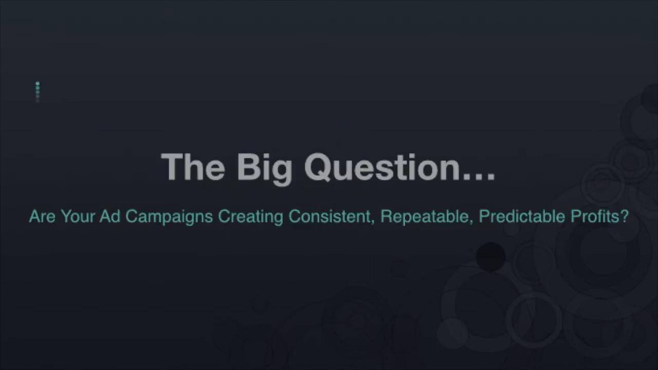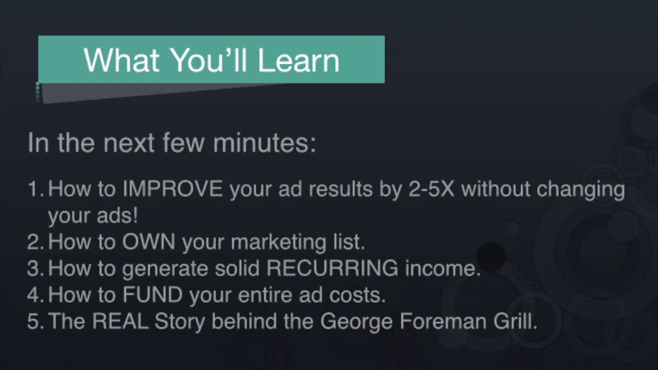Today we are going to talk about how to build a profitable sales funnel in just 4 easy steps. So here's the big question that I have for you. Are your ad campaigns creating consistent, repeatable, and predictable profits? What you're going to learn today in the next few minutes is how to improve your ad results by 2 to 5 times without changing your ads, how you can own your own marketing list, how you can generate solid recurring income, how to fund your entire ad costs, and even the real story behind the George Foreman grill. So here we go.